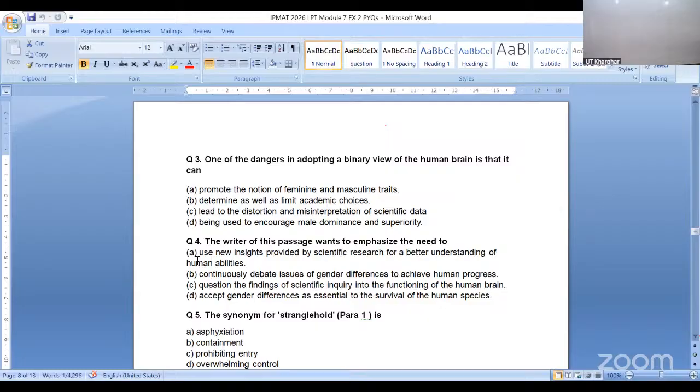So what the question is asking you is, what are the dangers in adopting a binary view of the human brain? So all of these are dangers, not only one, right? So when you talk about all of them as dangers, what is the one option that combines all of them? A is talking about the notion of feminine and masculine traits to be separate, right? So one must study science, the other must not study science. One must lead, the other must not lead.